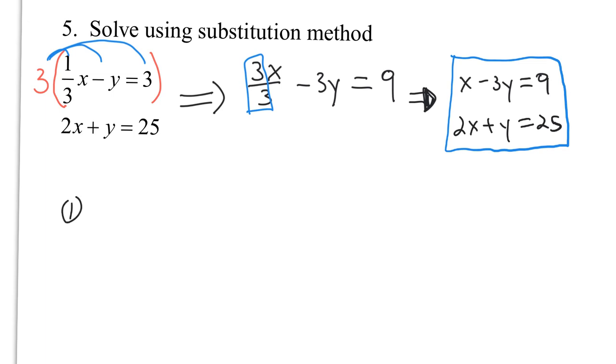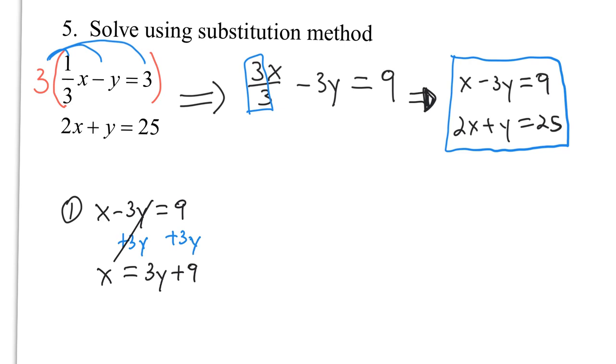Step number 1. You guys use the variable that has a coefficient of 1. I see this x right here. So I'm going to solve for that x. x minus 3y equals 9. You guys add 3y to both sides. So we get x equals 3y plus the 9. And this is a y right here.